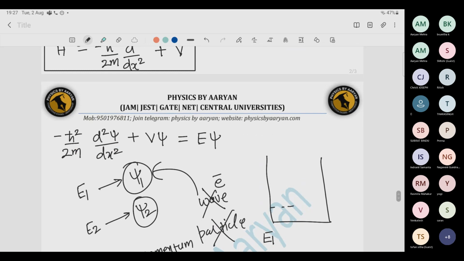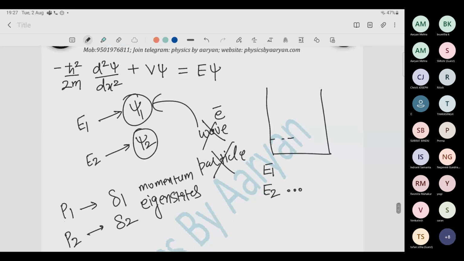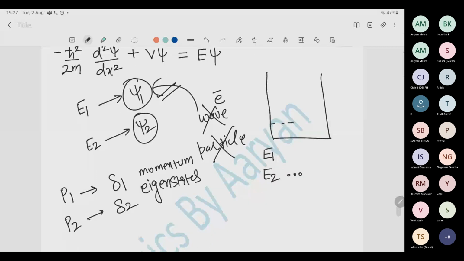Many students get confused here. Even I was confused for a very long time. When you are measuring momentum, you get different functions, delta 1, delta 2. When the particle has momentum p1, it is in state delta 1. When it has momentum p2, it is in state delta 2. What are delta 1, delta 2? They are momentum eigenstates. So the problem comes: I just said that if I know phi 1, phi 2, I can measure everything, momentum and energy. But now I am saying that for p1, p2, the functions are delta 1, delta 2. So it is a very big problem.